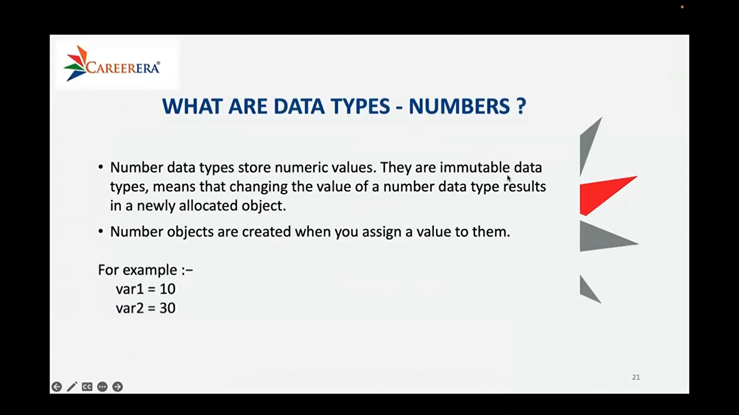Immutable means you cannot change the data. The variable was stored at some memory location. You can store a new variable, but you cannot modify this variable directly. So this is what immutable means. The same thing, strings are also immutable.